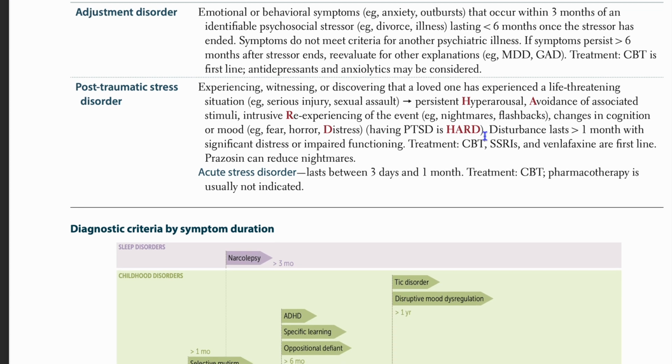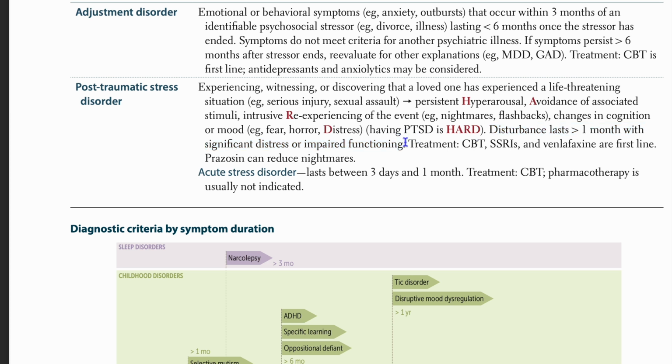And post-traumatic stress disorder, or PTSD: it's experiencing, witnessing, or discovering that a loved one has experienced a life-threatening situation, for example serious injury or sexual assault. And then there is persistent hyperarousal, avoidance of associated stimuli, intrusive re-experiencing of the event, for example nightmares and flashbacks, and changes in cognition or mood, for example fear, horror, or distress. Having PTSD is hard, and that's the acronym. Disturbance lasts more than 1 month with significant distress or impaired functioning. And this is important, so you need to remember the timeline for this.